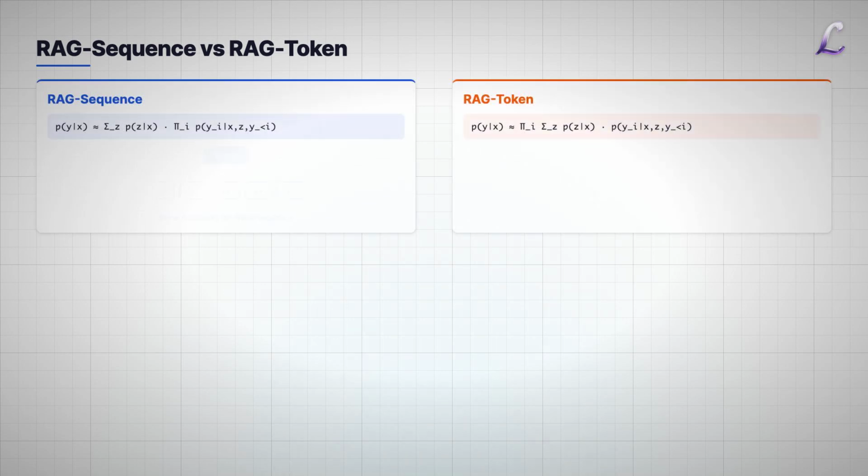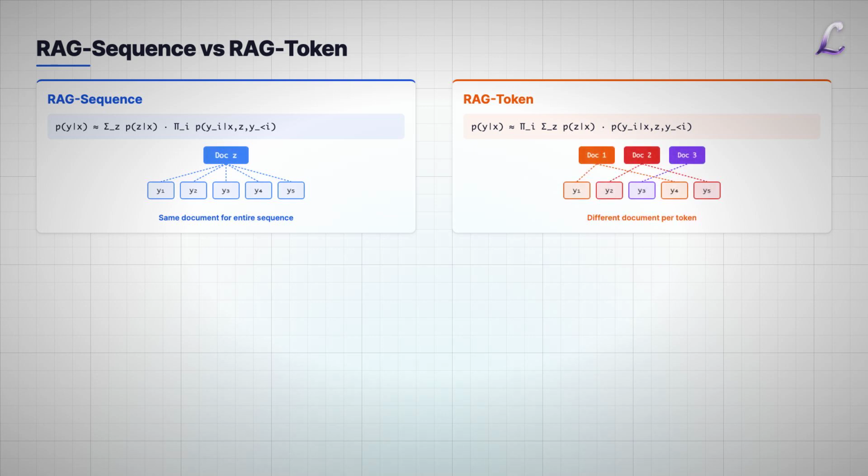RAG-Sequence treats each retrieved document as a single latent variable for the entire output sequence. The probability of generating output y given input x is approximated by summing over the top-k documents. For each document z, multiply the retrieval probability p_eta of z given x by the full sequence generation probability p_theta of y given x and z. This means each candidate answer is generated entirely conditioned on a single document.